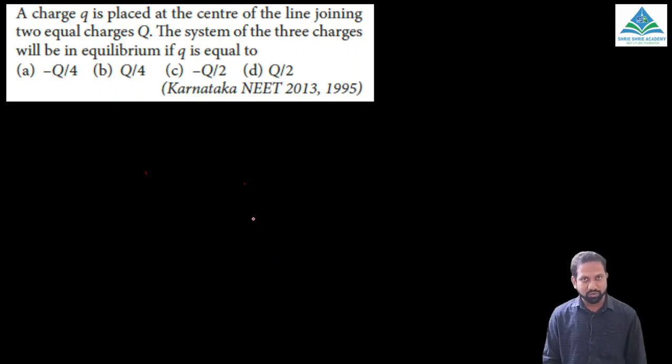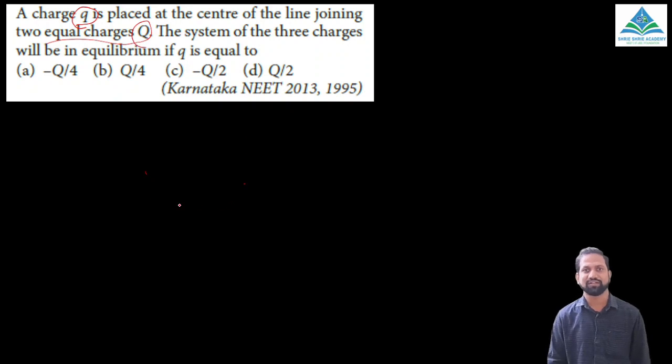A charge q is placed at the center of the line joining two equal charges Q. The system of three charges will be in equilibrium if small q is equal to? So there is a small q we are placing in between the two equal charges. They didn't mention opposite, just equal charges only. So by default we should take like charges, right?